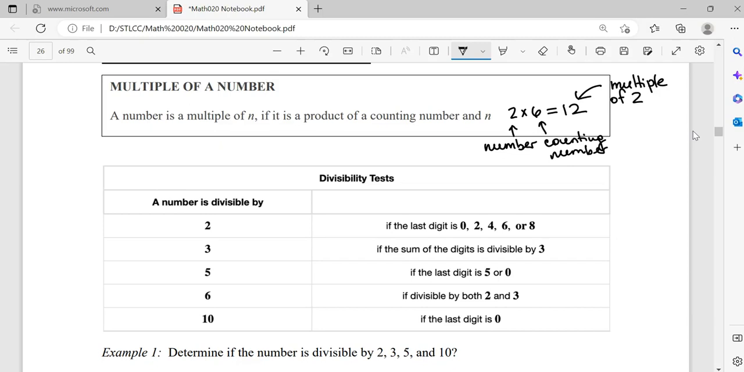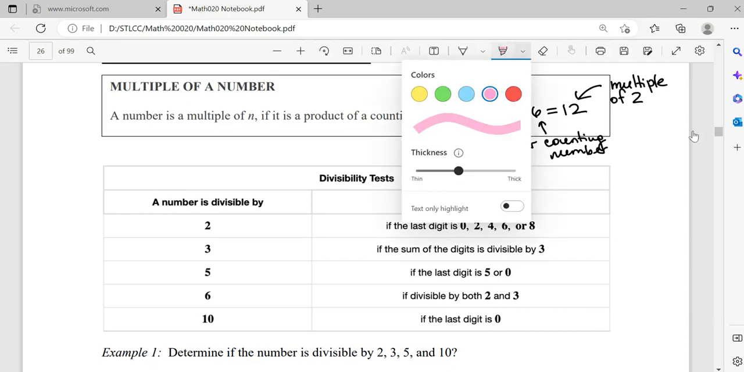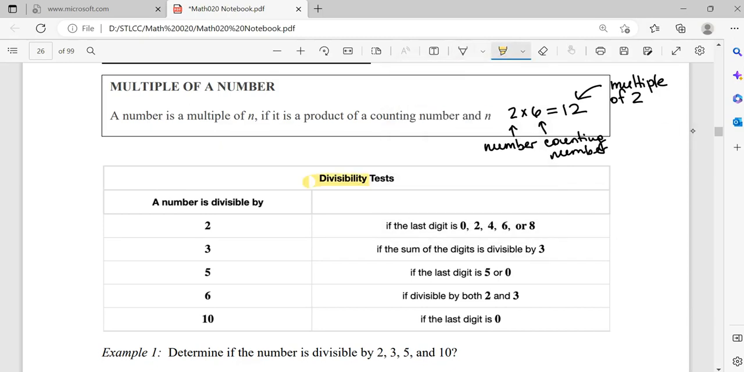Okay, divisibility tests. Sometimes, especially when we start looking for a common denominator, we're going to need to check the number for a divisibility rule. So the divisibility tests, we only have a few of them that we're going to review. A number is divisible by 2 if it's an even number. The last digit is 0, 2, 4, 6, 8. So all even numbers are divisible by 2.